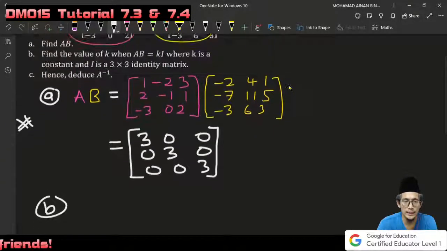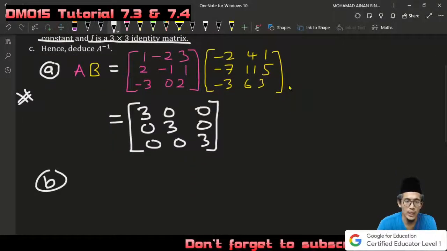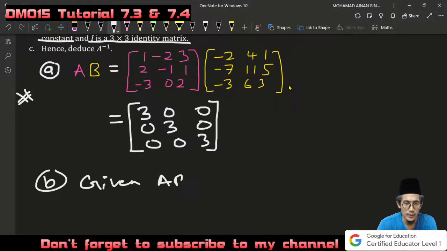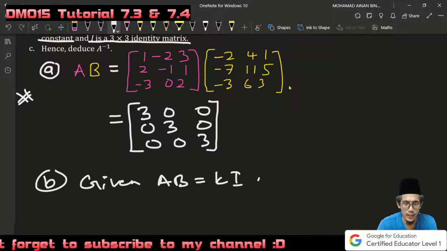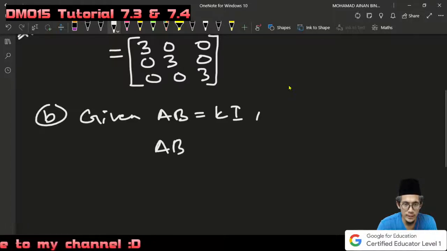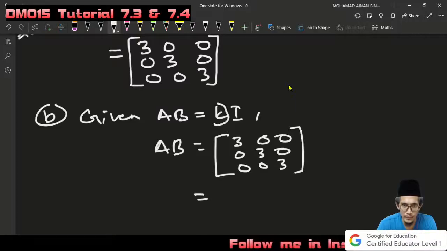Kat situ dia dah cakap KI, where K is a constant. Dia dah cakap kat situ, and I is a 3x3 identity matrix. Okay, so given AB equals KI. Okay, so our AB is what tadi? AB is 300030003. Okay, and then how to get K?